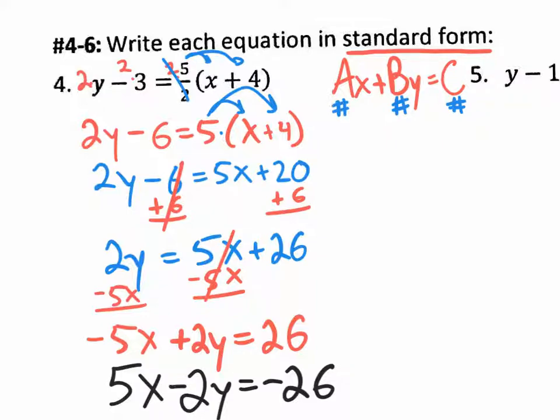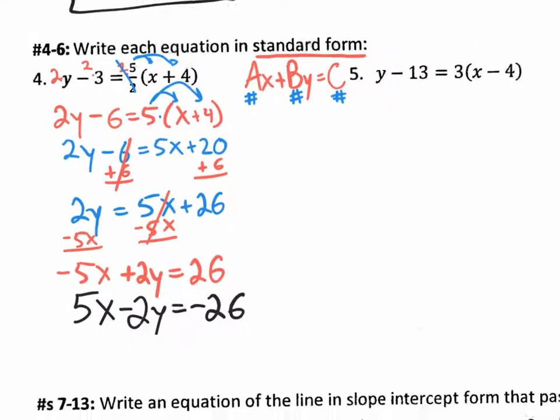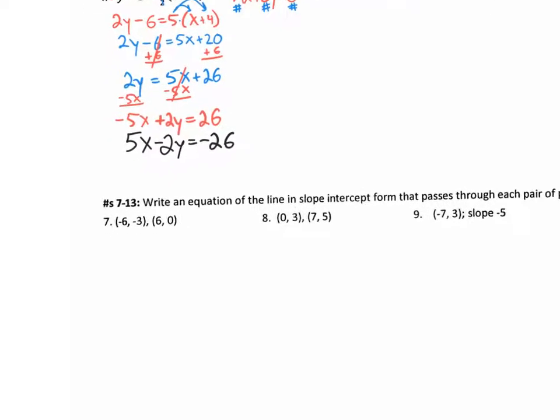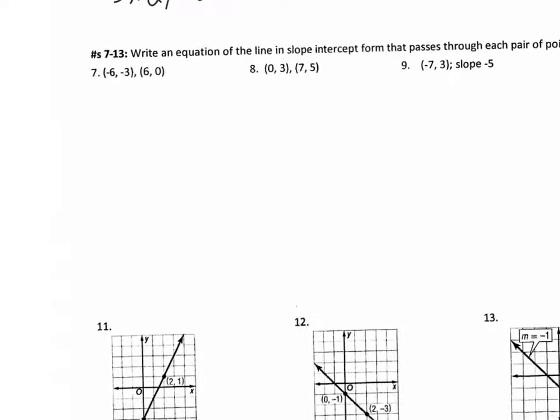So number 4 was the hardest one on this section, because if you look at 5 and 6, you don't even have fractions to deal with. All you do is distribute and then move the x's and y's to the left side. So if you want to see numbers 5 and 6, watch my other video.